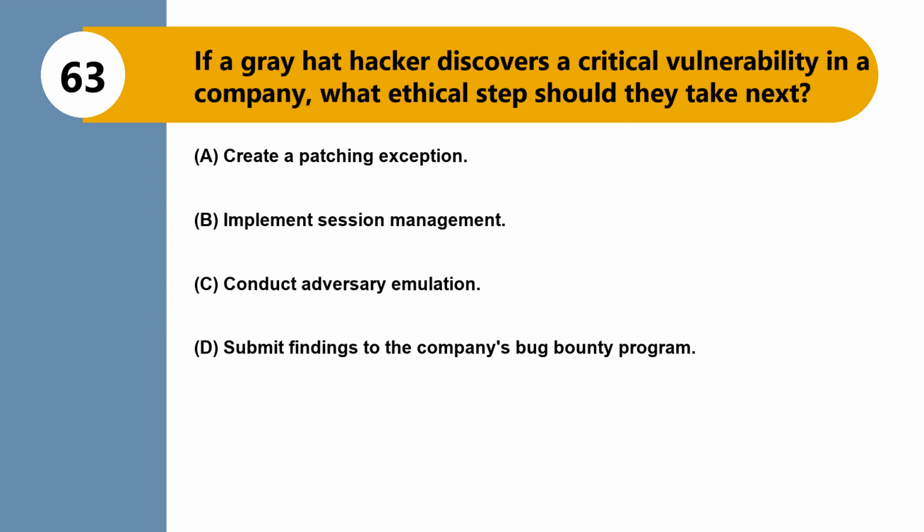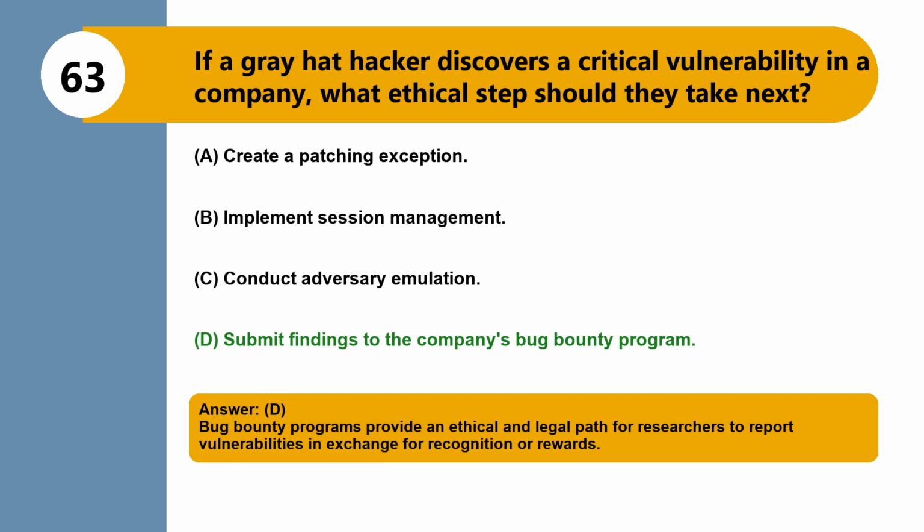Question 63. If a gray hat hacker discovers a critical vulnerability in a company, what ethical steps should they take next? Option A, create a patching exception. Option B, implement session management. Option C, conduct adversary emulation. Option D, submit findings to the company's bug bounty program. The correct answer is option D, submit findings to the company's bug bounty program. Bug bounty programs provide an ethical and legal path for researchers to report vulnerabilities in exchange for recognition or rewards.